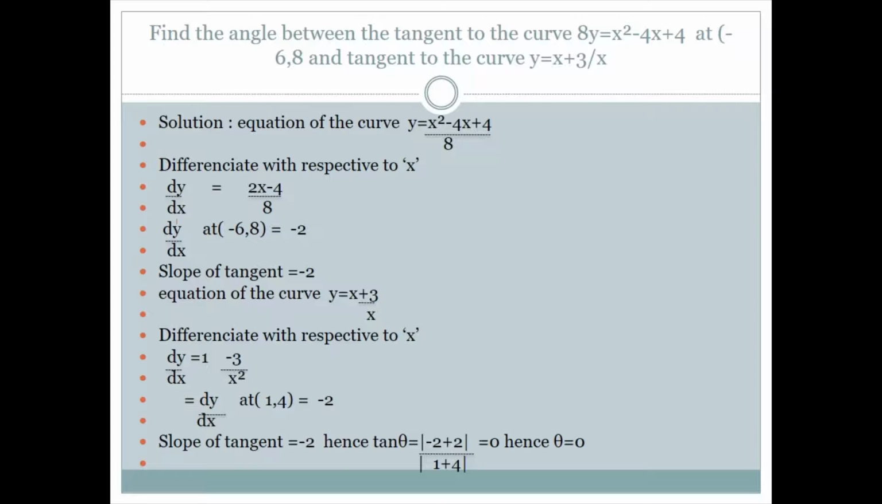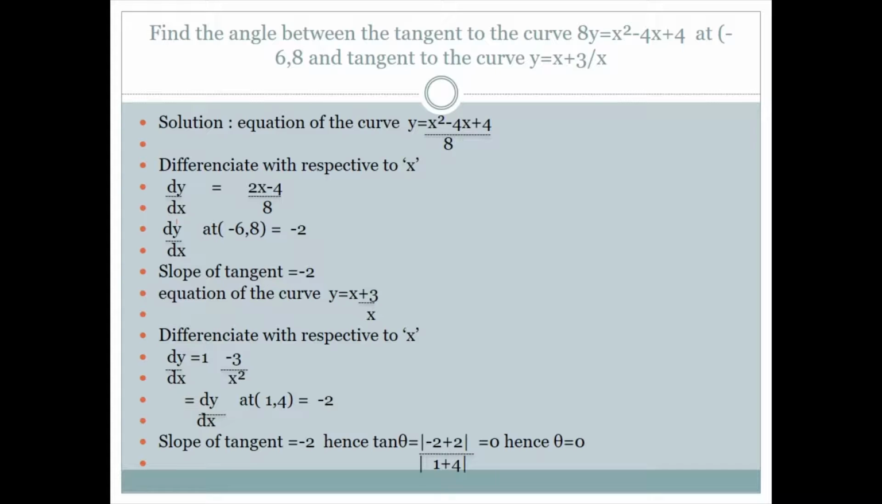Now second equation of the curve y is equal to x plus 3 upon x. Differentiate with respect to x. dy by dx is 1 minus 3 upon x square. dy by dx at 1 comma 4 is equal to minus 2. Therefore slope of first tangent is minus 2, slope of second tangent is minus 2.